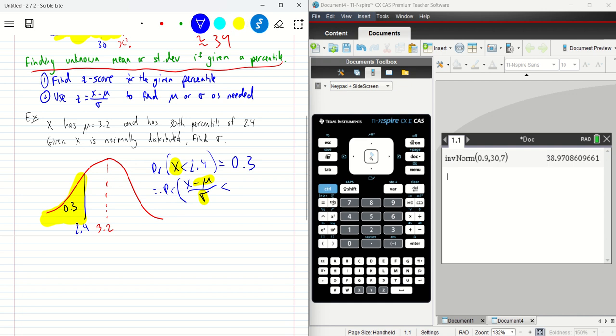And so if I do the same thing to the right-hand side, so if I do the same thing to this 2.4, then what does it look like? It'll be less than or equal to 2.4 take away mu over sigma, is equal to 0.3. Hopefully you followed that, and you'll see why I did that in a second. So that 0.3, that's just the 0.3 there.